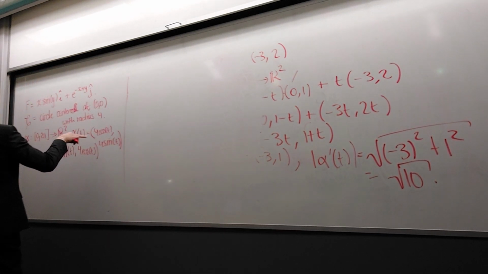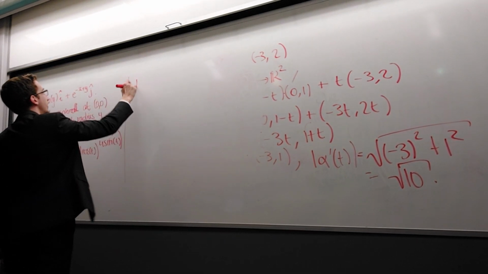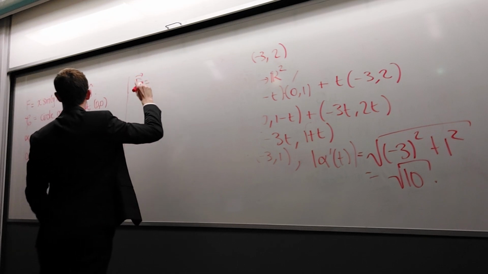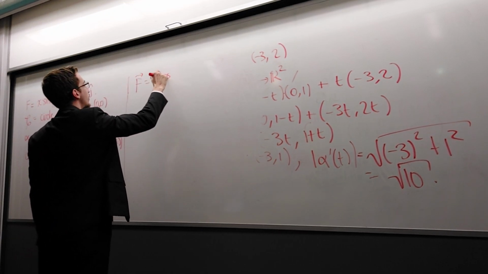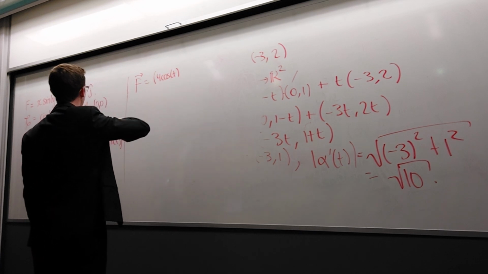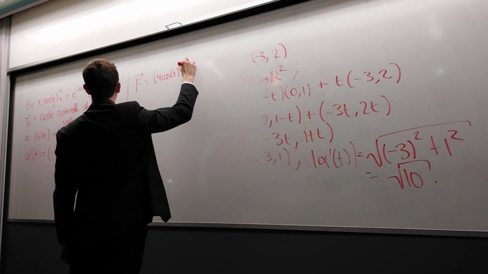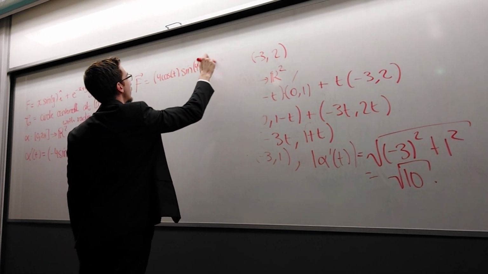Okay, so if we do that, if x is 4 cos t, what do I get? I get 4 cos t, sine of 4 sine t.